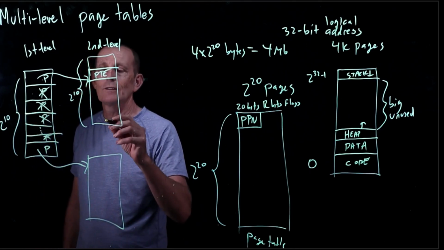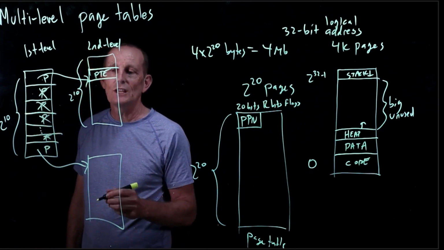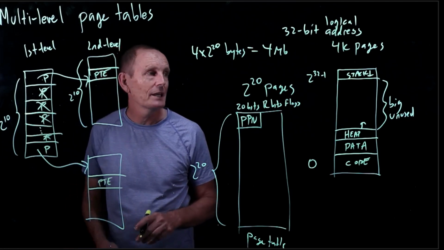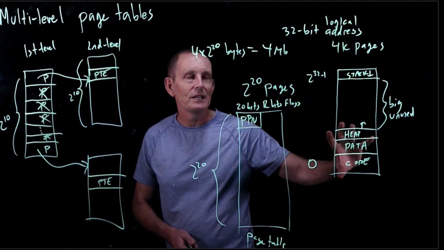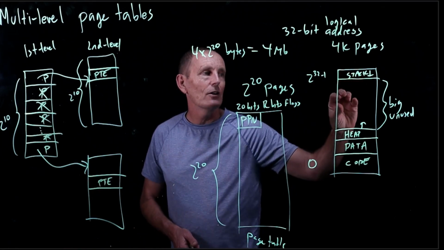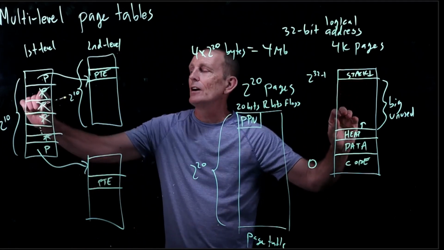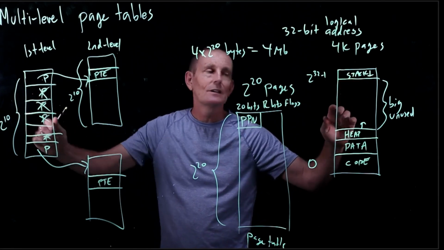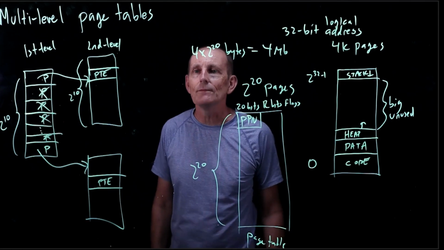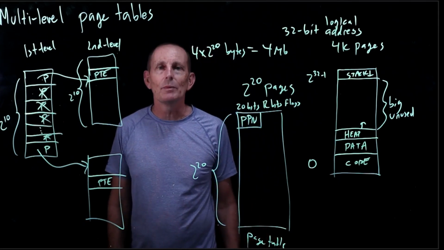And so this is the second level page table. So we have two second level page tables. And then what we could have is basically one second level page table that's covering this area, and one second level page table that's covering this area. And all these areas would have first level page table entries that are completely empty. So that's the idea of multi-level page tables.